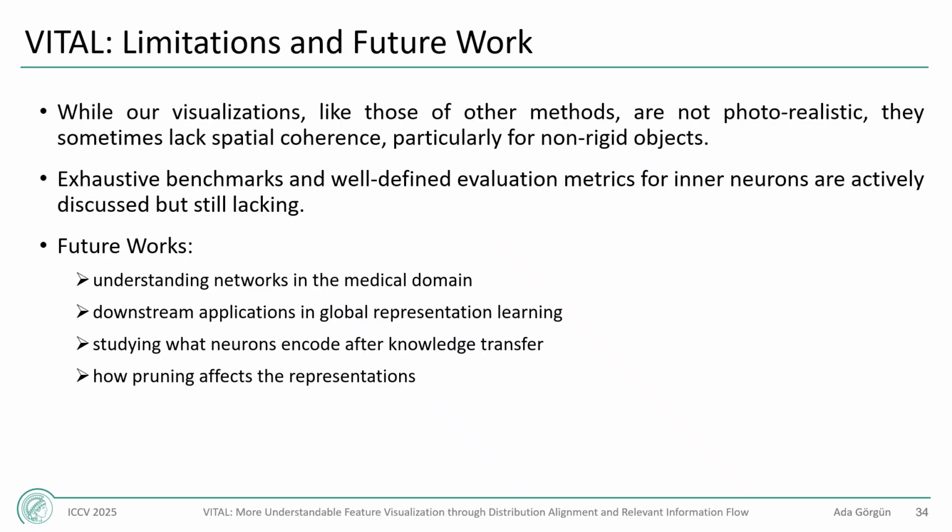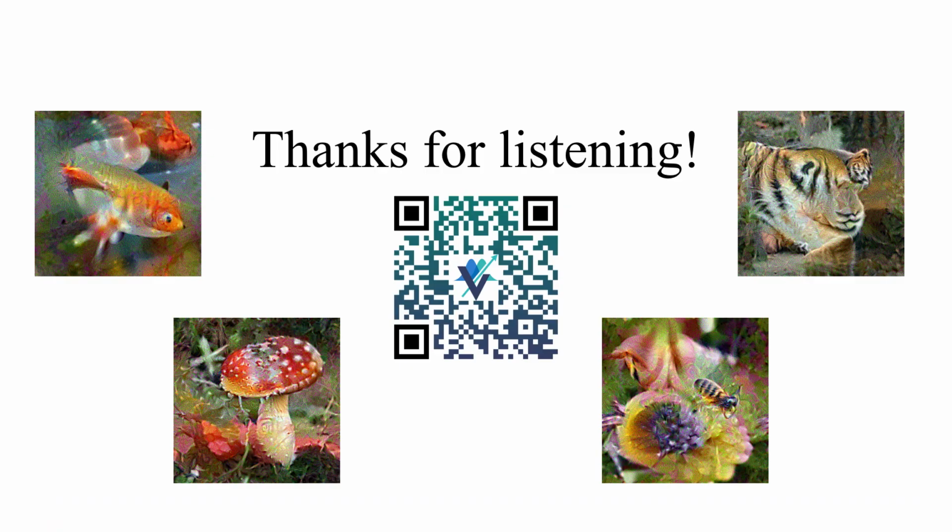Like prior feature visualizations, ours are not fully photorealistic and may lack spatial coherence for non-rigid objects. The field also lacks exhaustive benchmarks and well-defined metrics for inner neurons, making standardized comparison difficult. Looking ahead, we plan to extend ViTAL to medical domains and explore downstream applications in representation learning. This was the end of my talk.